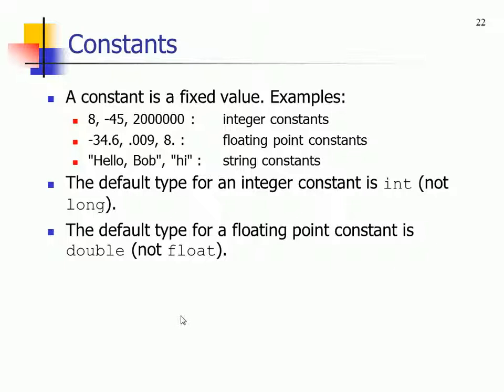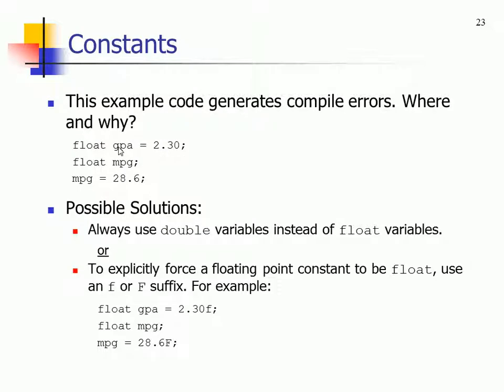So by default, an integer constant is int, not long. When I declare this 8 up here, it automatically assumes it's going to be an integer. When I define 34.6, it automatically assumes it's going to be a double. So it just takes up that much space in the computer memory, because everything we do in this program is taking up more and more of my memory.